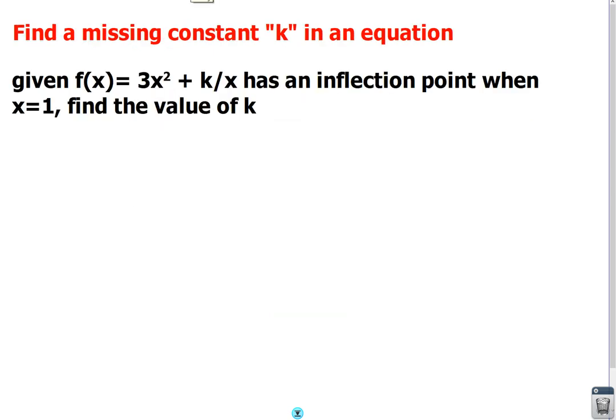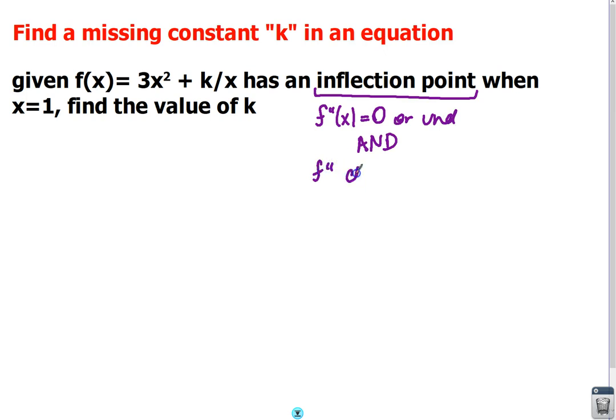So, find a missing constant k in an equation. Ooh, this is a very common one. Given f of x is equal to 3x squared plus k over x has an inflection point when x equals 1, find the value of k. So when I read this, I know in order for me to have a point of inflection, my second derivative of x is equal to 0 or is undefined, and f double prime changes sign. Just up here is not enough information. It has to be both for you to have a point of inflection.